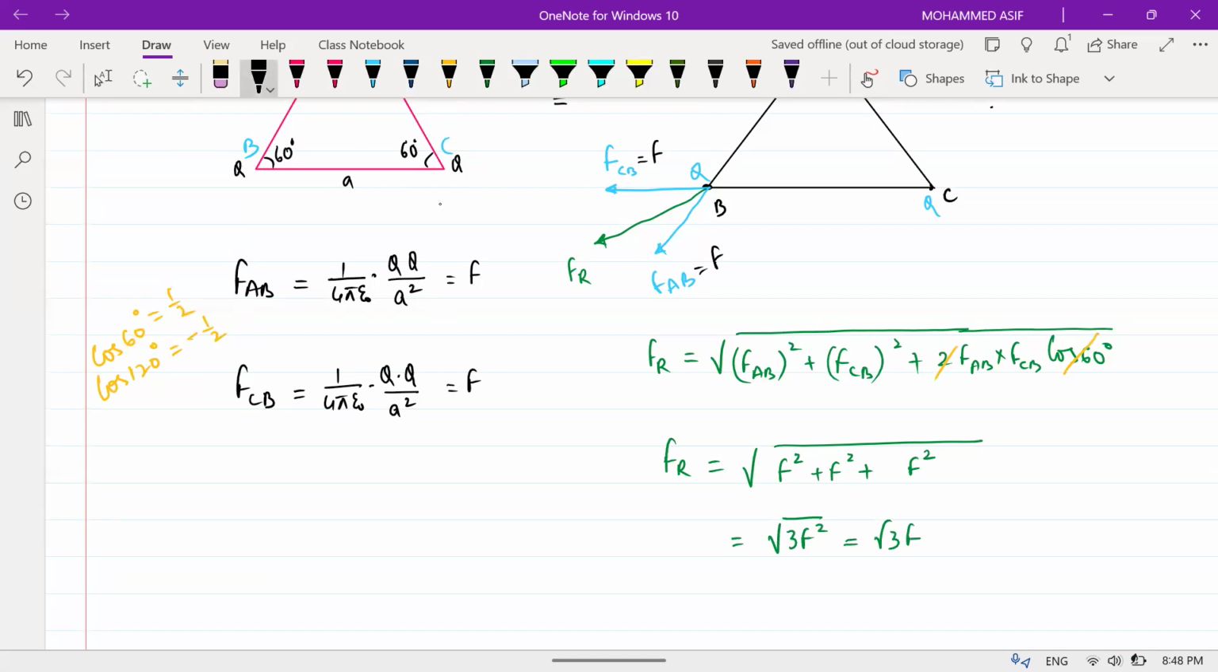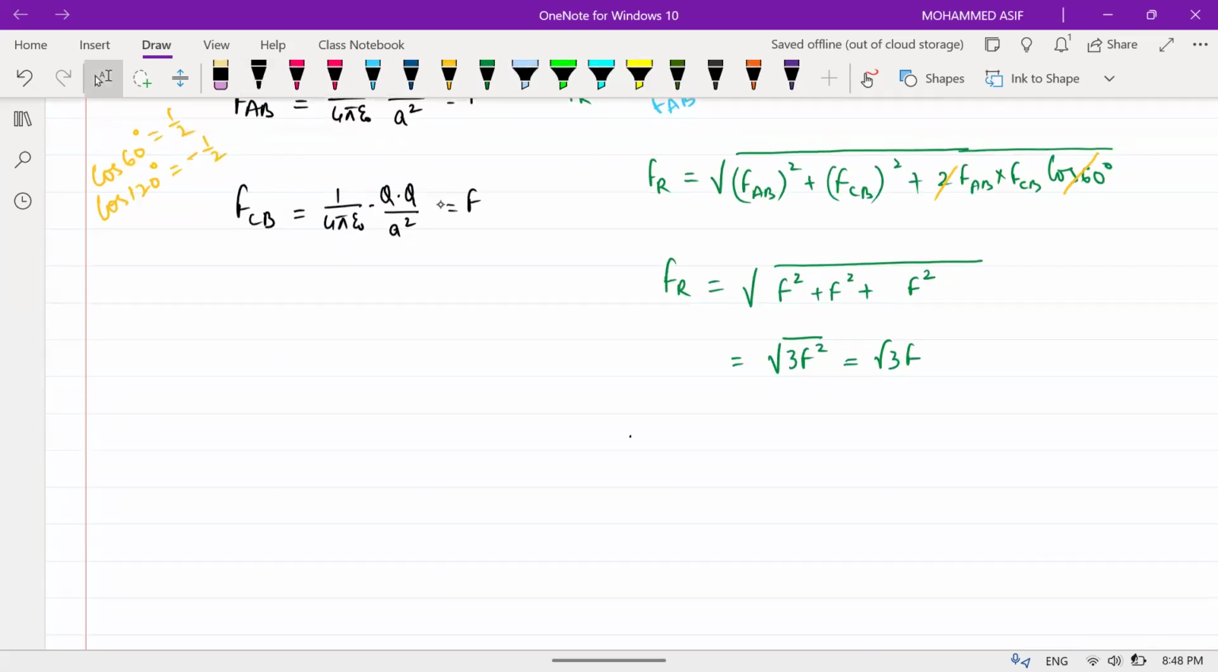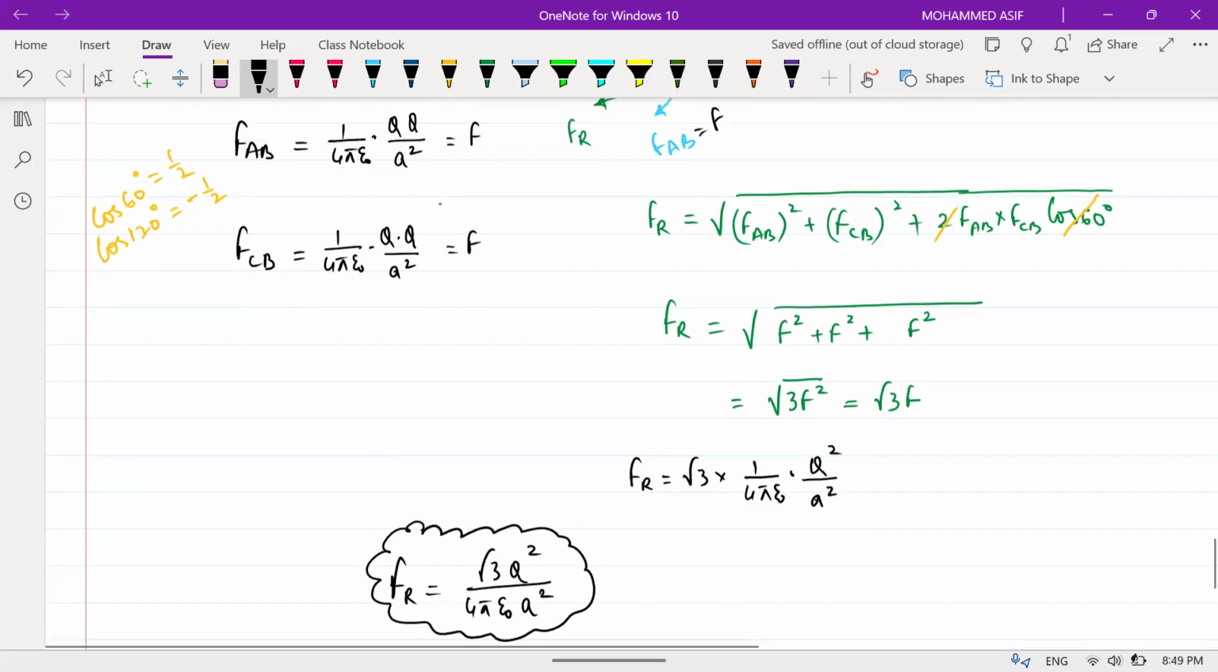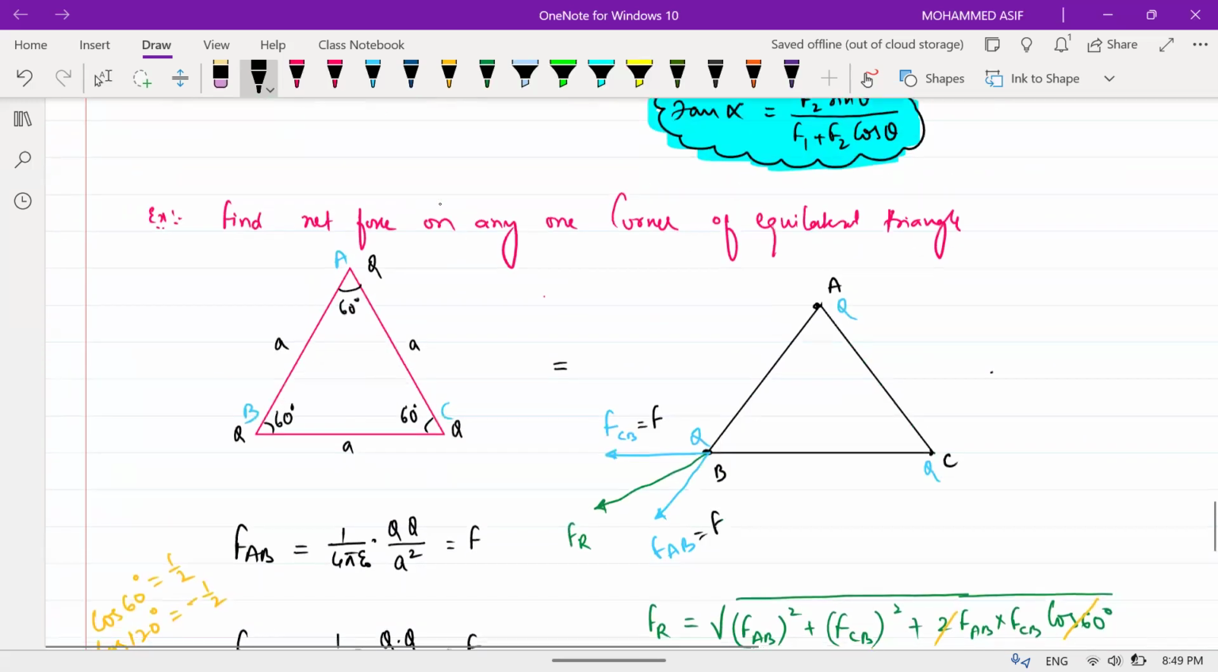So F resultant will be equal to how much, beta? F resultant will be equal to root 3 times 1 by 4 pi epsilon naught into Q square divided by A square. So I can write the answer: F resultant is equal to root 3 into Q square divided by 4 pi epsilon naught into A square. This is your answer. Am I clear? Any doubt in this one? No.